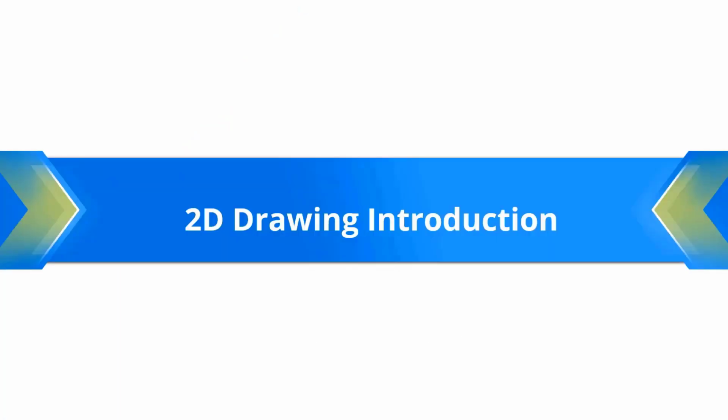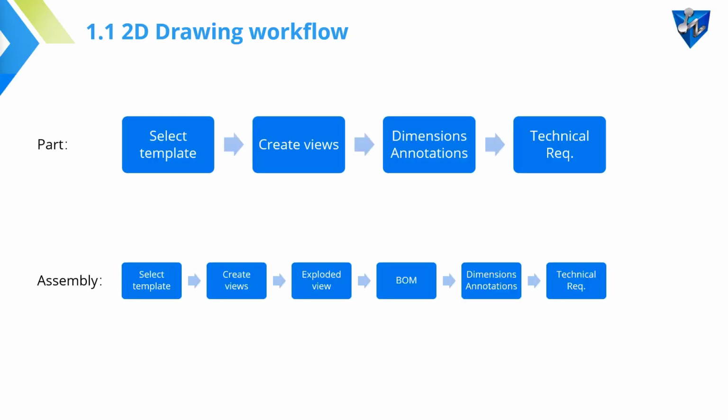As we all know, 2D drawing is very important during product design and the manufacturing process. So what's the workflow? Generally, our product will be divided into two kinds. One is the individual part, and another is assembly. So the workflow starts from selecting a proper template, then creating the necessary views, and then adding dimensions and notations. After that, we will insert technical requirements.